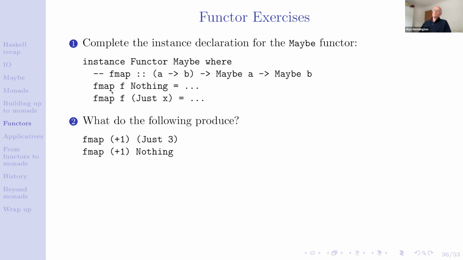So what do you think if we take fmap f on Nothing, what should we get? Nothing, yeah. Okay. And this one's a little more tricky. If we map f over the value Just x, what should we get? Just f of x. Yeah, exactly. Just f of x. And let's look at some examples. What do the following produce? So we've got a +1, an increment function there. Increment of Just 3, what do you think that should produce? 4. Yeah, Just 4. And increment of Nothing? Nothing, yeah. Okay, so really easy stuff.